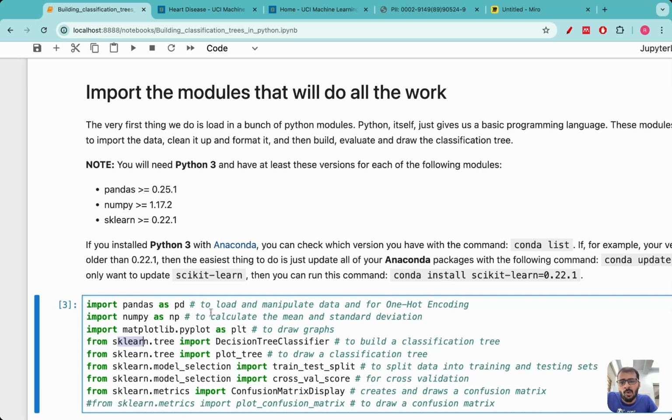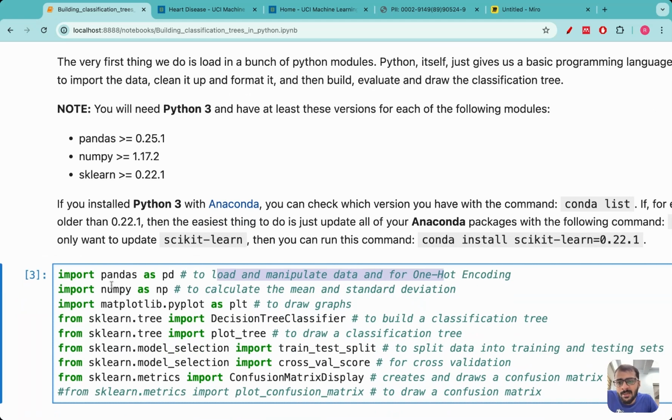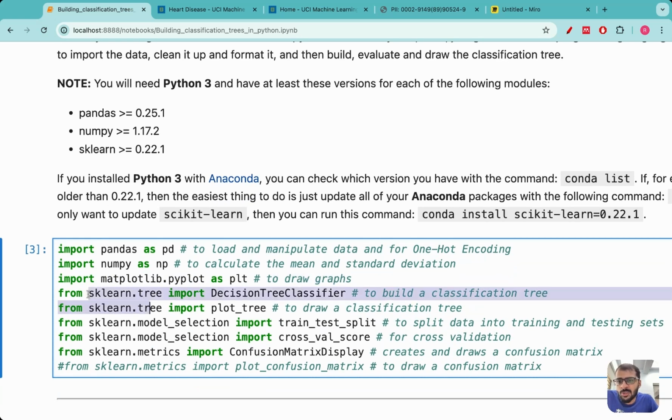Pandas is for loading and manipulating data and also for one hot encoding. NumPy is to calculate the mean and standard deviation. Matplotlib is to draw graphs. And the major library which is going to be doing all of the heavy lifting in this code is going to be scikit-learn.